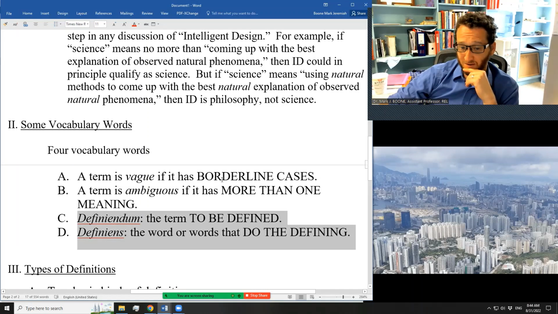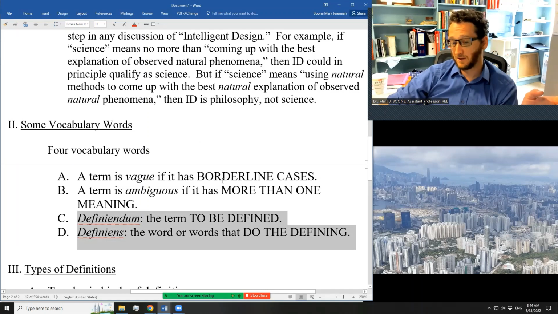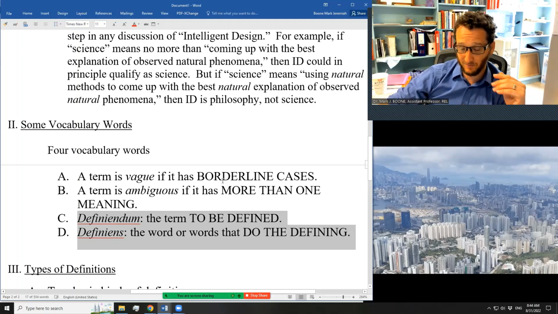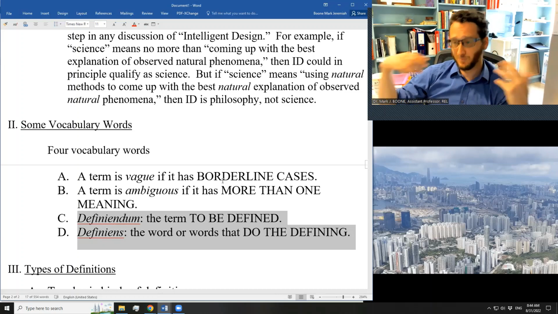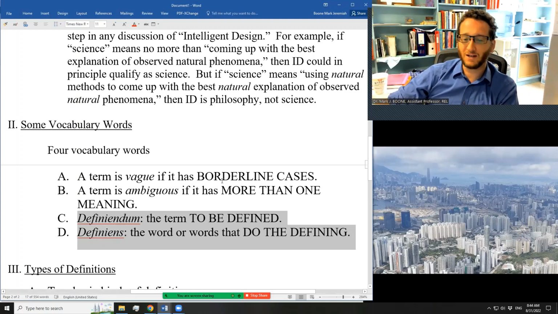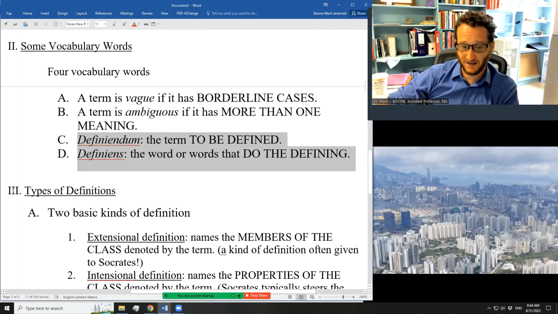Definiendum means the term to be defined. Definiens means the word or words that do the defining. If you've ever studied Latin, you might recognize the structure of these words. It looks like the first one is, what is this, a future passive participle, maybe? The second one looks to me like a present active participle. At any rate, these are based on Latin participles. Definiendum is a term to be defined. Definiens is the word or words that do the defining.